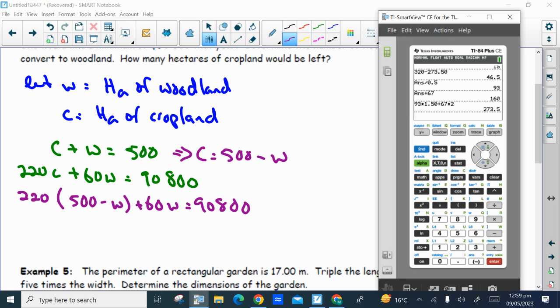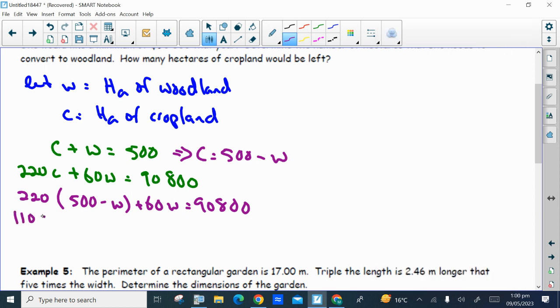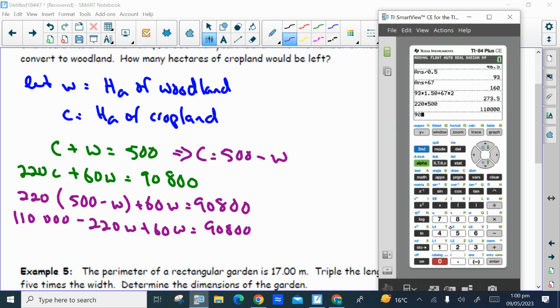So when I multiply out the brackets there, I'll have 220 times 500 is 110,000 minus 220 times W is 220W plus 60W equals 90,800. So I'm going to do a couple of things here. I'm going to subtract the 110,000 from both sides. So 90,800 minus that 110,000 gives us negative 19,200.